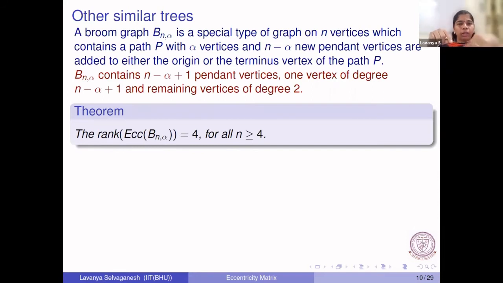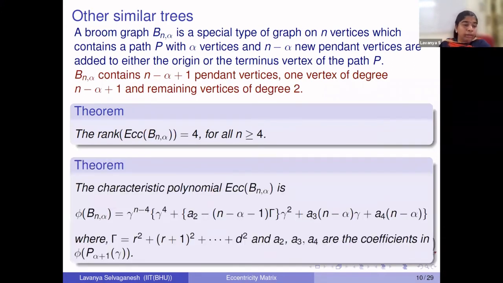However many pendant vertices we add, we are not going to alter the rank of the matrix, because each of them is a duplicate. Therefore, we see that the rank of this broom graph is again 4, and the spectral property is also similar to the path graph because it is constructed from the path. The characteristic polynomial heavily depends on the characteristic polynomial of the underlying path.